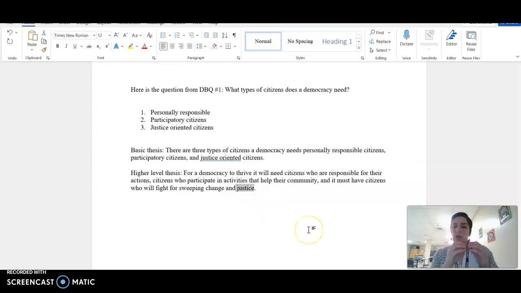But what I did is I made it a little bit longer, a little more detailed, and it sounds smoother. The basic thesis is the bare minimum, and it's kind of a skeleton of a thesis, but it gets the job done. The higher level thesis has just little bits of info in it that make it a little smoother. So we want to aim for this. Remember that if you are struggling writing a thesis statement, either one of these is going to work. So please go back into your essay and try to check it out.